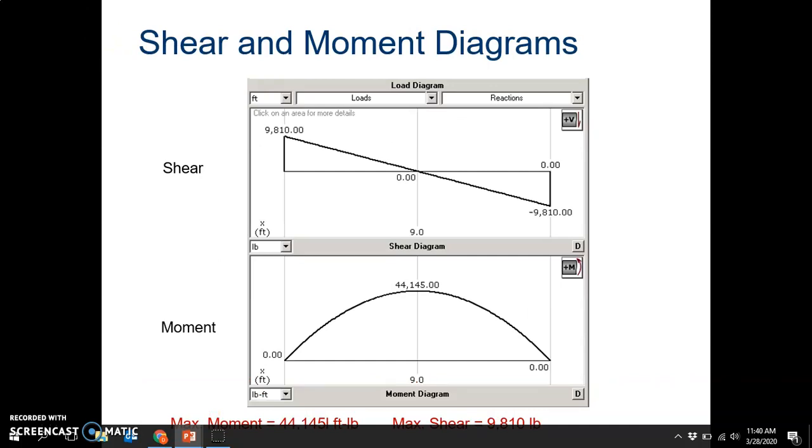Okay. I'm going with the presumption that you did talk through it, and here are the results. Here's your shear, triangular shape, and then your moment, which is curved in shape. And then your maximum right here, 44,145, is the area of this triangle right here. We go up, and then this area right here is negative, so we actually go back down to 0.